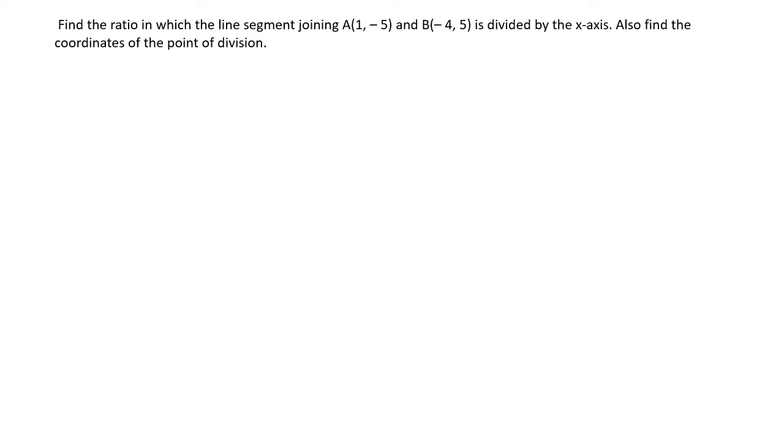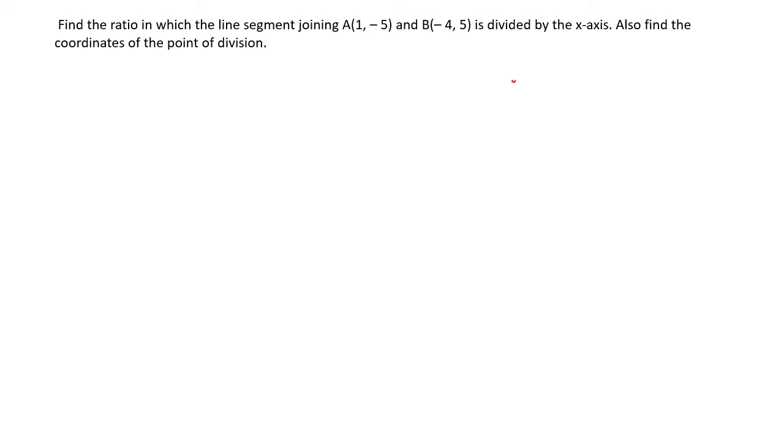Find the ratio in which the line segment joining A, that is (1, -5), and B, (-4, 5), is divided by the x-axis. Also find the coordinates of the point of division. So the line segment AB is divided by the x-axis. Let us draw the line segment AB and see how it comes.